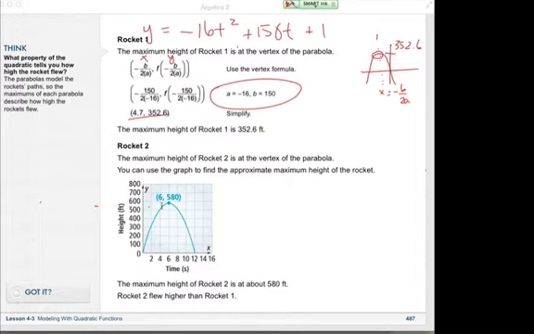All right. Now, I don't know for sure, but I was approximating. I said 575, close to 600. This is approximating it at 580. But it's pretty clear that whatever it is, it's much greater than 352.6 feet. So we know that rocket 2 must have flown higher than rocket 1. We know at the very least that it's more than 500. So we know for sure that it's greater than the maximum height of rocket 1.